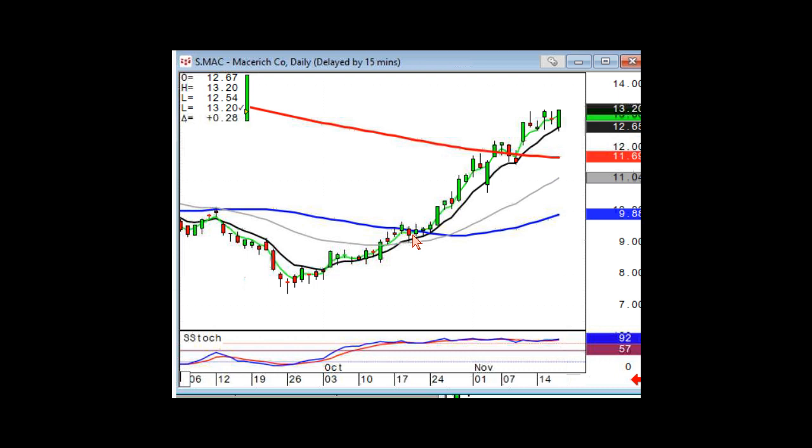We could see when this broke out. There was kind of our little J-hook pattern. We could see when it broke out. There was our cradle pattern.